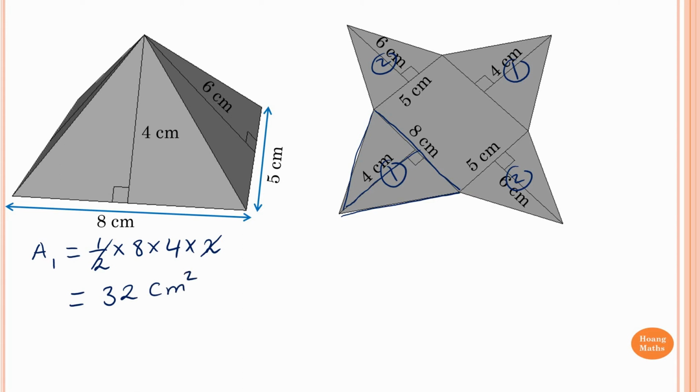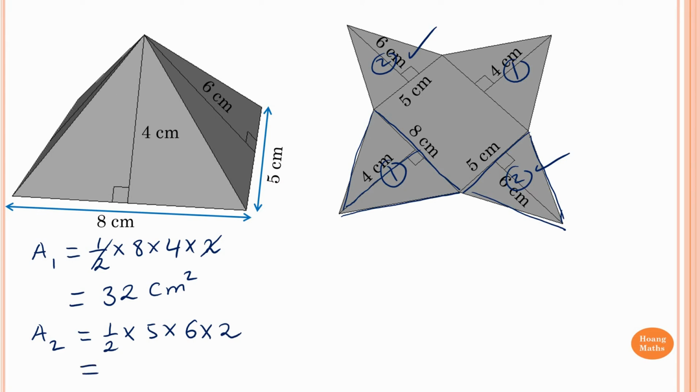And area 2. I just write A2 here. Similarly, A2 is another triangle. So this is a triangle here, and both are the same. So we just write a half times base, which is 5, and the perpendicular height is 6. And then of course we have 1 and 1 here as well, which is 2, so we just times this by 2.